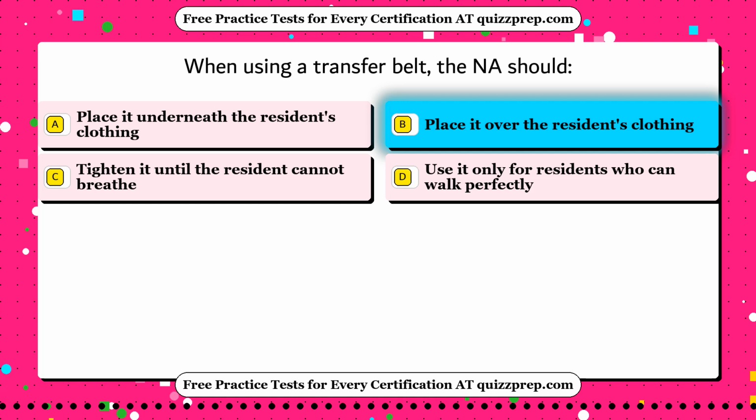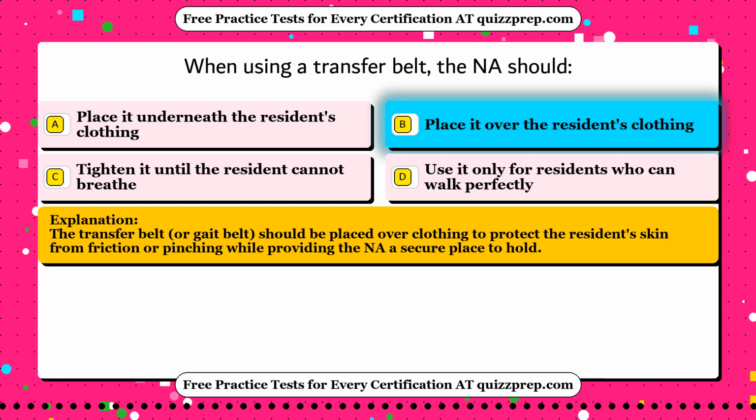The correct answer is option B, place it over the resident's clothing. The transfer belt, or gait belt, should be placed over clothing to protect the resident's skin from friction or pinching while providing the NA a secure place to hold.